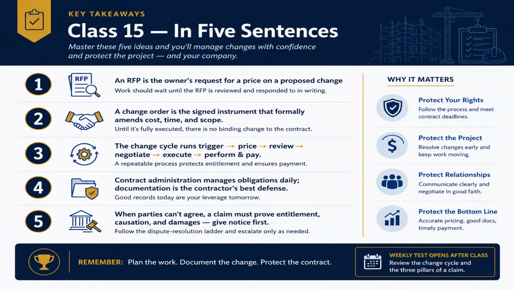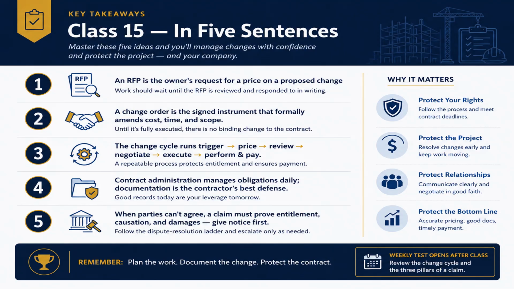The whole class in 5 sentences. Master these 5 ideas and you'll manage changes with confidence and protect the project and your company. 1. An RFP is the owner's request for a price on a proposed change. And work should wait until that RFP is reviewed and responded to in writing. A pricing request is not authorization. 2. A change order is the signed instrument that formally amends cost, time, and scope. And until it's fully executed, there is no binding change to the contract. Signed, or it's not real.